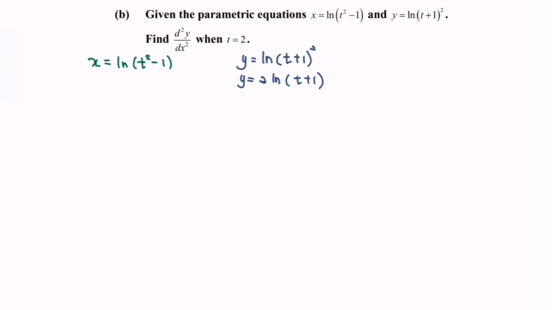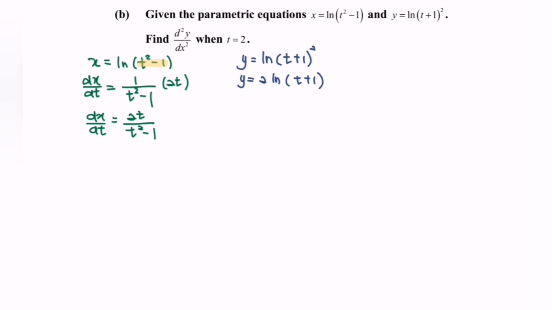So now we are going to differentiate x with respect to t. So dx/dt is equal to 1 over t² - 1. Do remember to differentiate the internal function and we will have 2t. Rewrite the situation: dx/dt = 2t over (t² - 1).